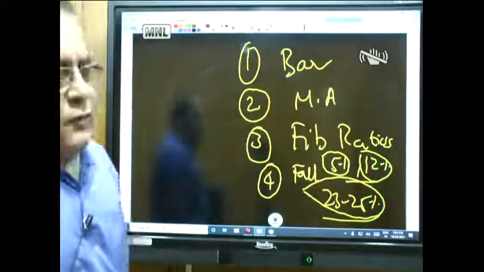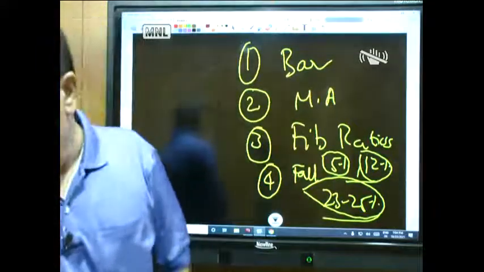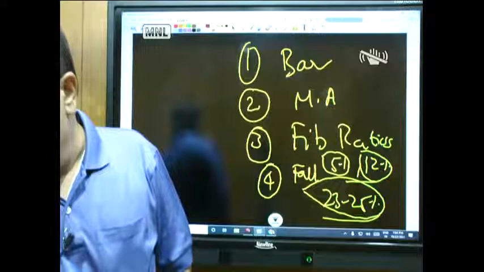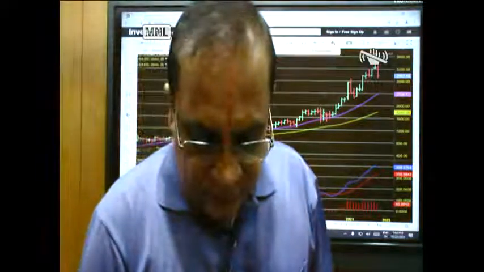Now, if you look at Nifty before going to the stock, what is the recent top? It is 18,600, right? Now let's look at the stock. Let's look at the index first. Nifty.